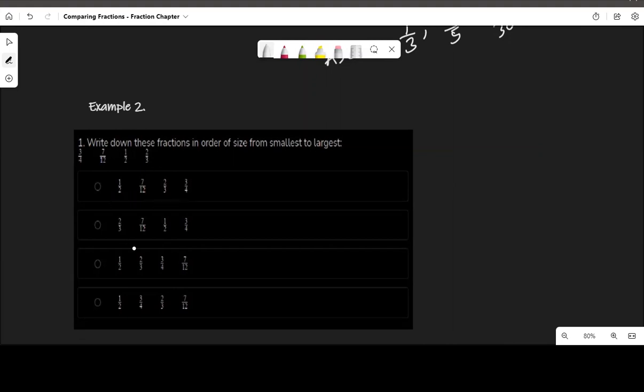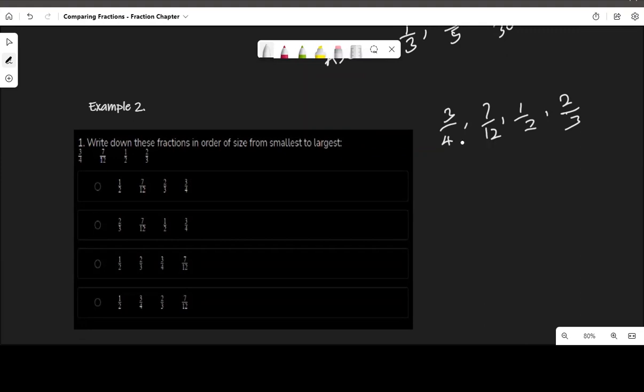All of these are options to know which one is the answer. So I have 3 over 4, 3 over 4, 7 over 12, and 1 over 2, and 2 over 3, right? 2 over 3. So I'm going to use the same two methods again, writing each of these in terms of a common denominator, that is making all of them have the same denominator.